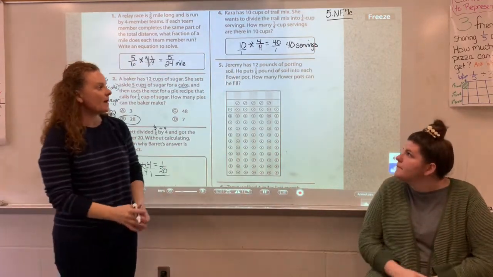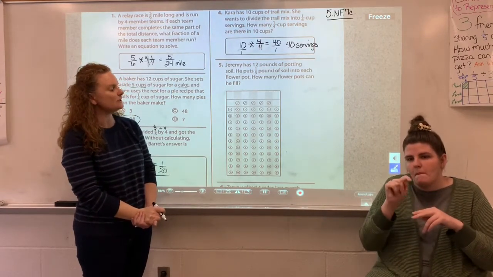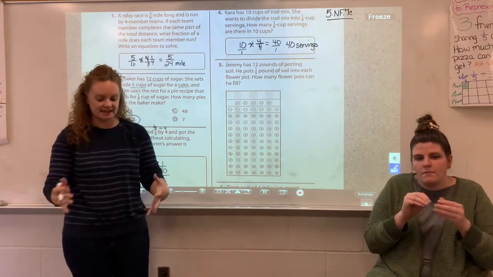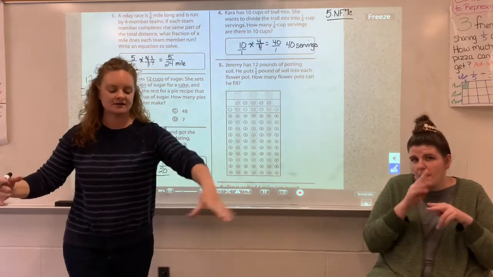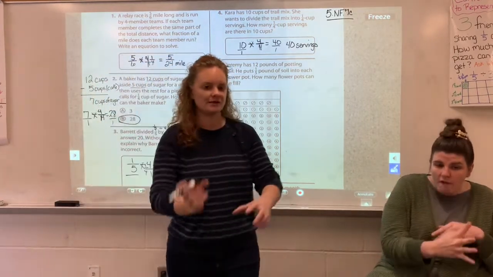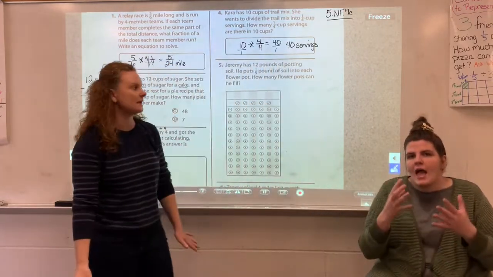Jeremy has 12 pounds of potting soil. He puts 1/5 pound of soil into each flower pot. How many flower pots can he fill? So once again, I have a 12-pound bag of potting soil, and I have these pots out here. I go up to one, I put 1/5 of the potting soil, and 1/5 of the potting soil, and 1/5 of the potting soil. How many pots am I going to be able to make?